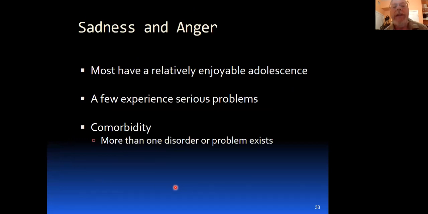So now we go to dealing with strong feelings of sadness and anger, which some adolescents experience. Having said that, we should recognize most adolescents have a relatively enjoyable adolescence. There may be times when they have some difficulties emotionally, but most of them get through it without any serious problems. But a few do have some serious problems, a significant number, and so we need to consider that. Now, in fact, when difficulties handling strong emotional feelings occur, often there is a comorbidity. In other words, there's more than just that going on. There is another disorder involved, or there are other problems that are contributing to the emotional difficulties.